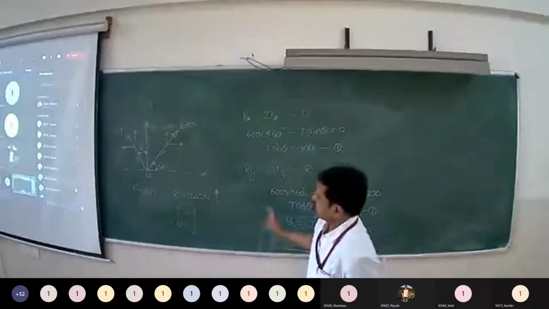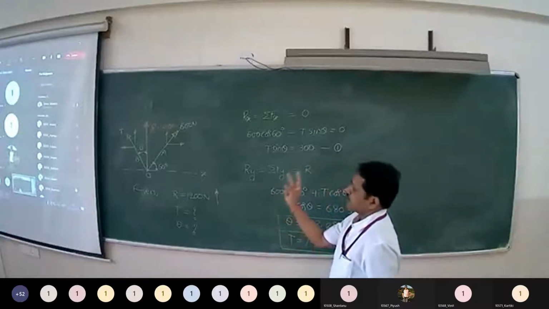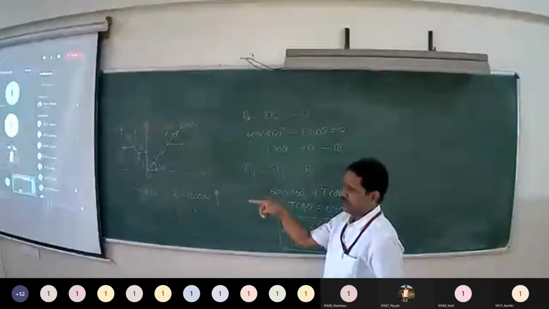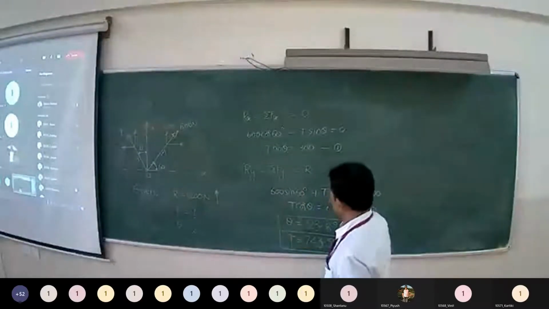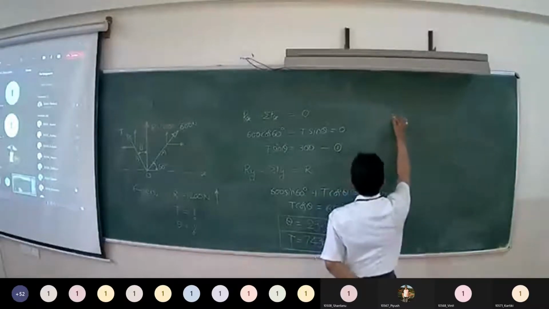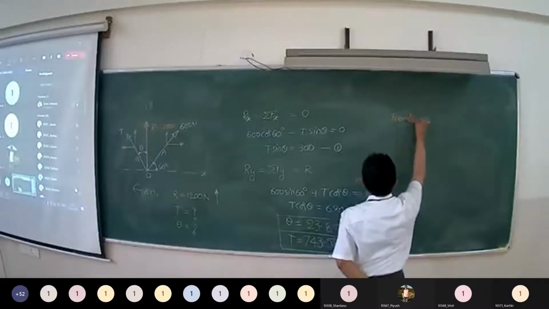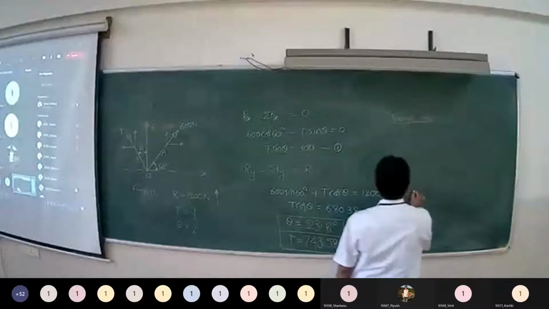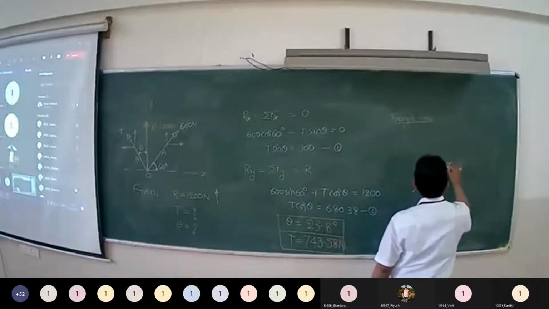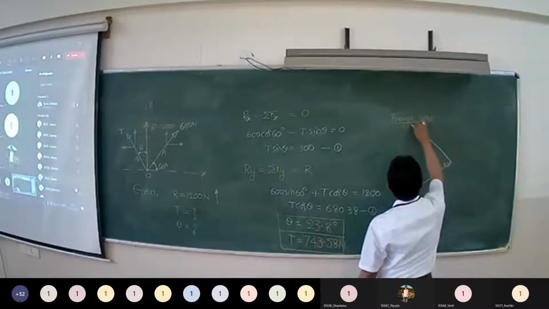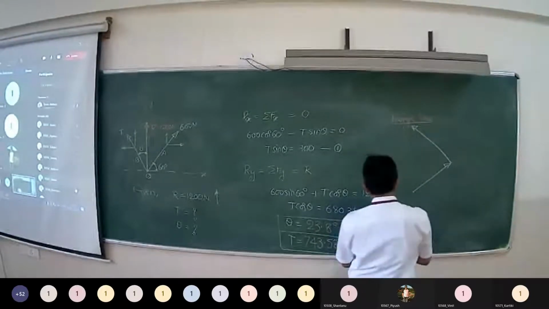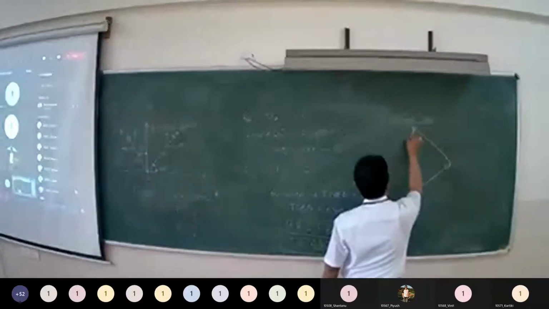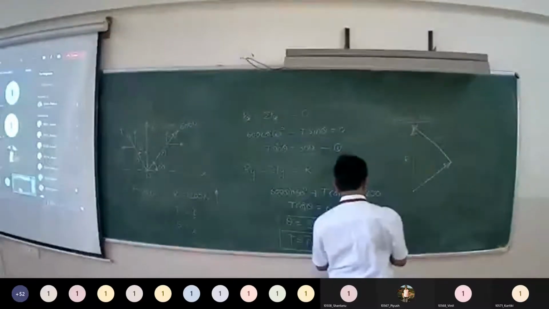Now this you can solve by another method also. Here two concurrent forces are acting, so we can use either the triangle law of forces or the parallelogram law of forces. Suppose we use the triangle law of forces. These two concurrent forces are represented in magnitude and direction by two sides of a triangle. Then the third side of the triangle taken in the opposite order gives you the resultant.